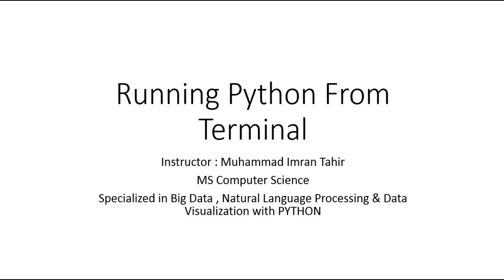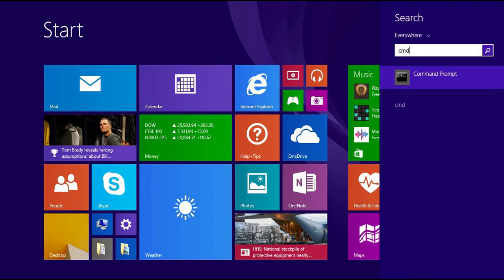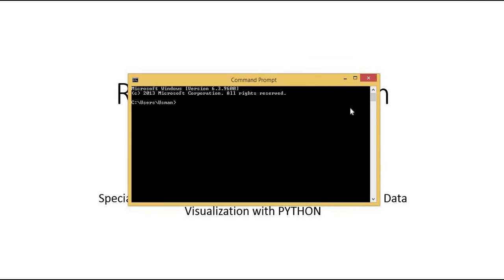In today's lecture, we will see how to run Python on Windows with the help of command prompt. First, we will run command prompt by typing cmd. Our command prompt has opened and I have to check which version of Python is installed. For checking that, I will type the command python --version. It has told me that I have Python 3.7.7 installed.